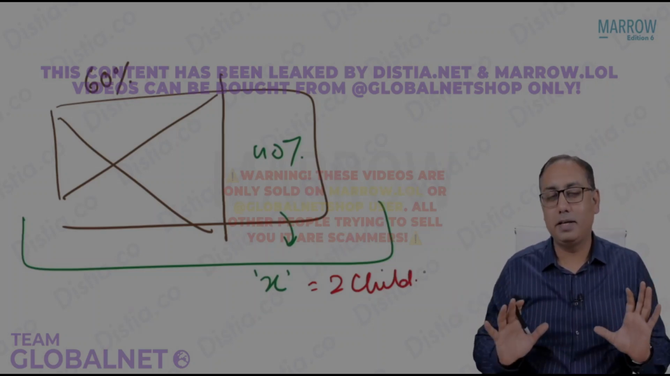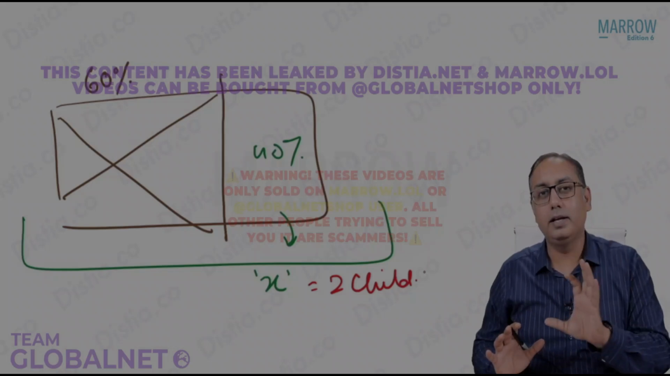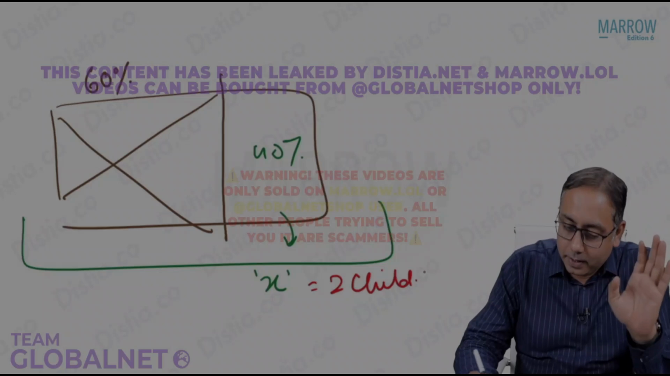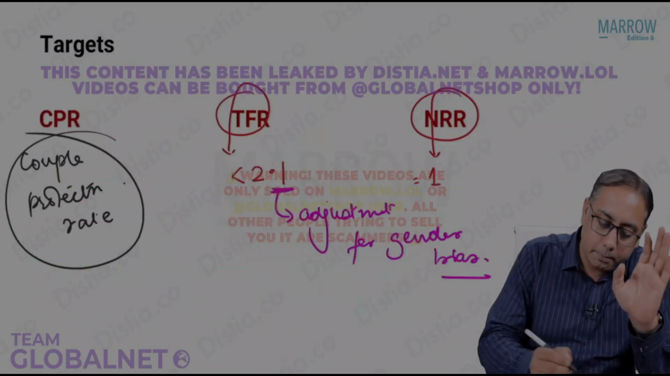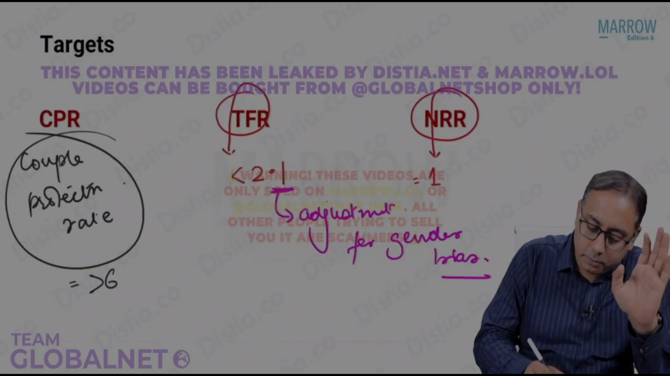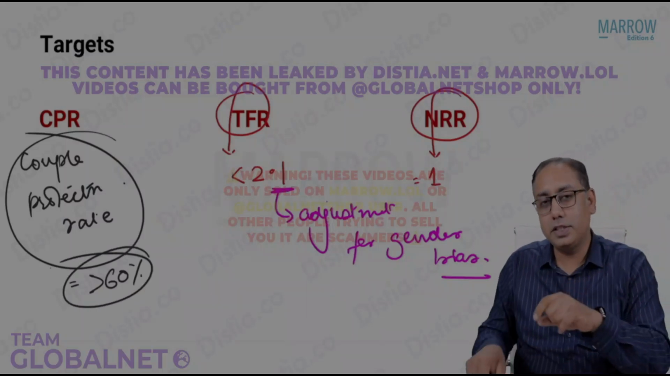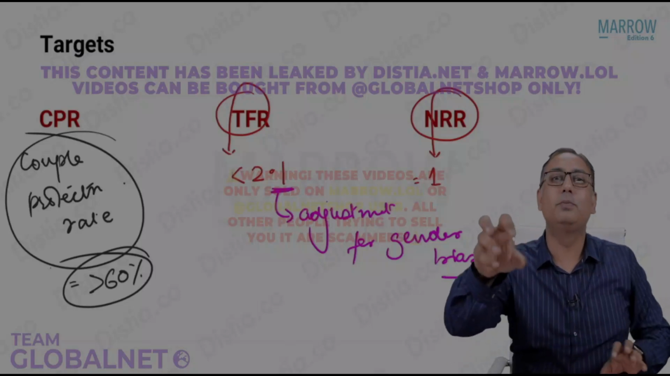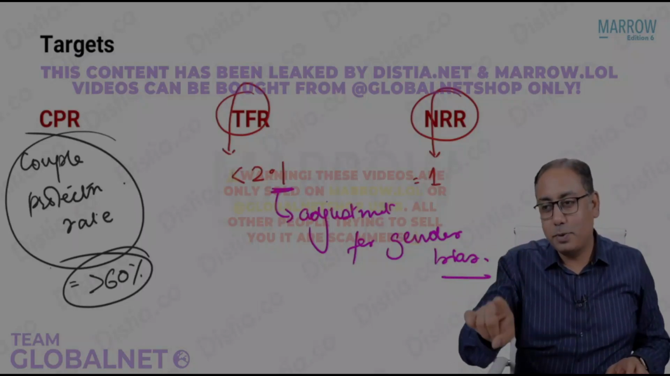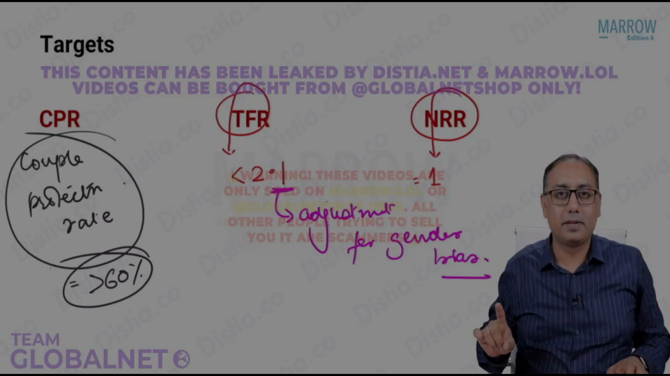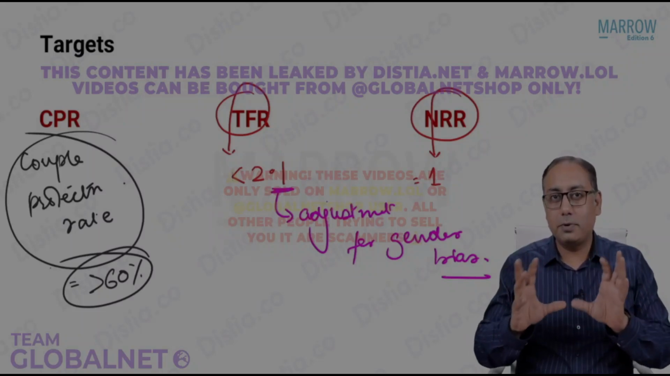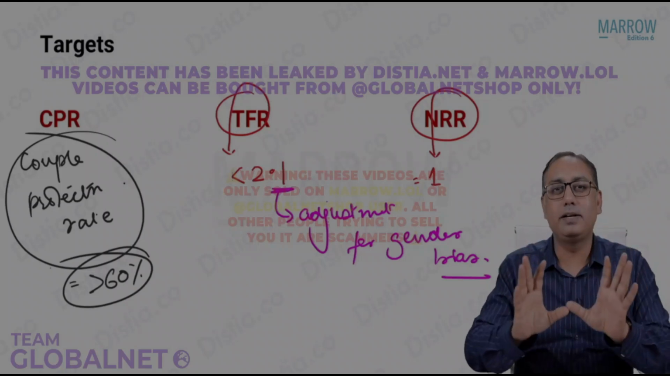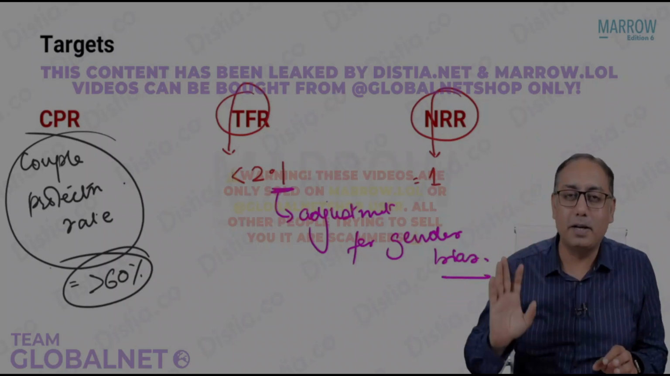So technically speaking, in your area, how many couples should be protected? In our area, we want that the couple protection rate should always be more than 60%. Why? Because if you achieve 60%, then the total fertility rate or the TFR will be 2.1. If the TFR is 2.1, then the NRR is 1. So, did you get this point? Knowingly, unknowingly, you have actually completed the targets of the National Family Planning Program.